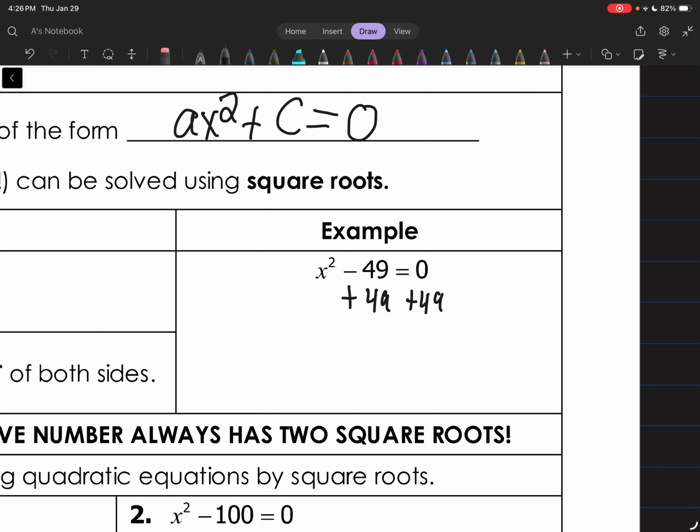So adding 49 to both sides. X squared is equal to 49. Take the square root now of both sides. So x is equal to the square root of 49, which is equal to 7. Make sure you include positive and negative 7.